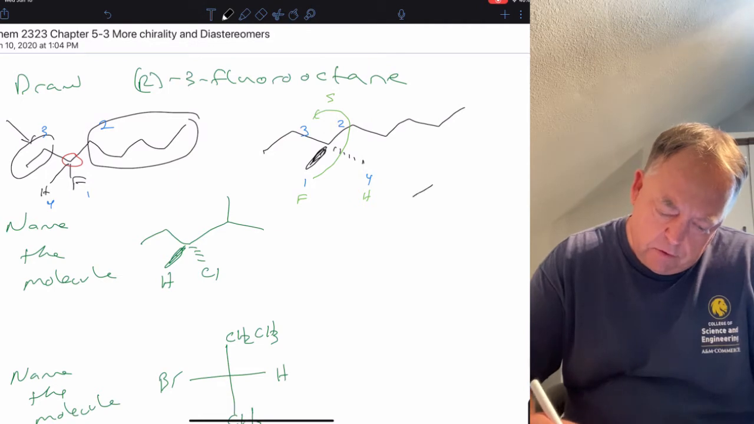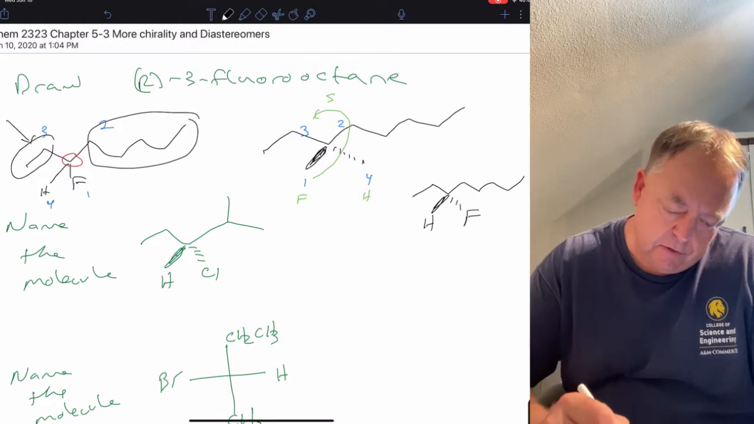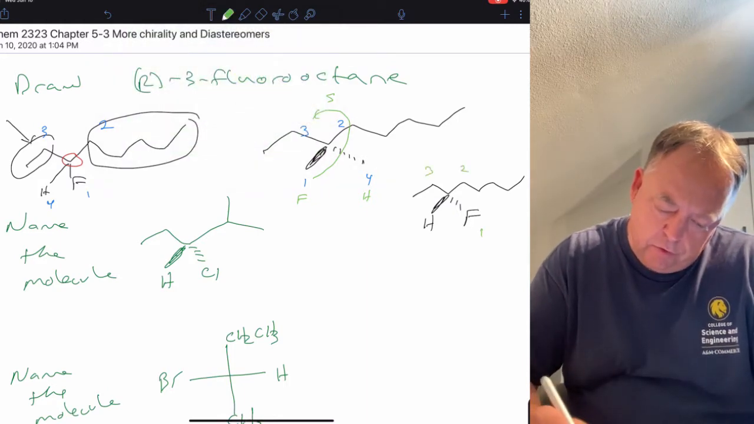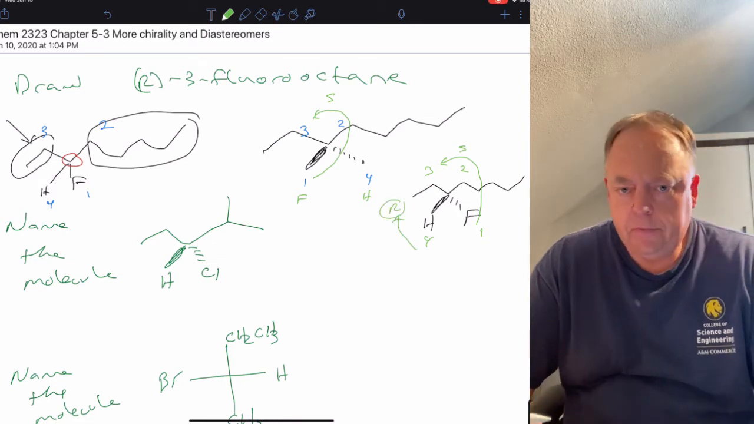So then we would have 1, 2. Then we know that the 4 needs to be here, so hydrogen needs to be there and fluorine needs to be there. Now we have the R isomer. All right, because this would be priority 1, 2, 3, 4. 1 to 2 to 3 would be counterclockwise, that would be S. Number 4 would be on a solid wedge, so we'd have to flip the arrow, so that would be the R isomer.